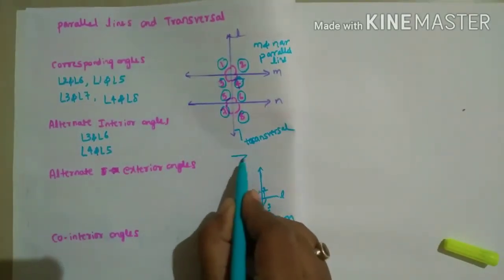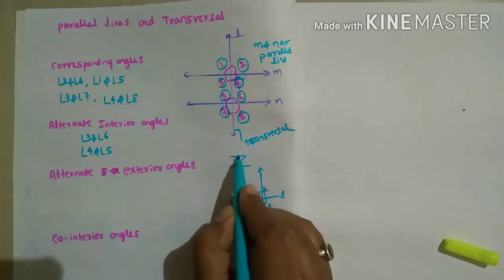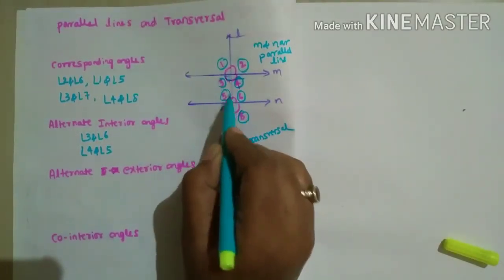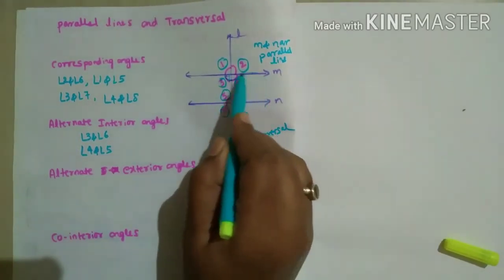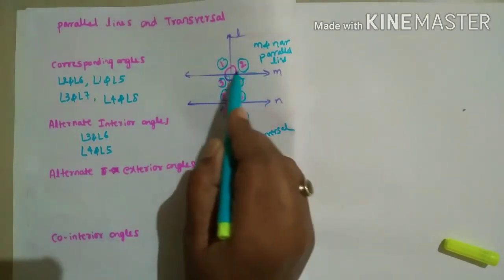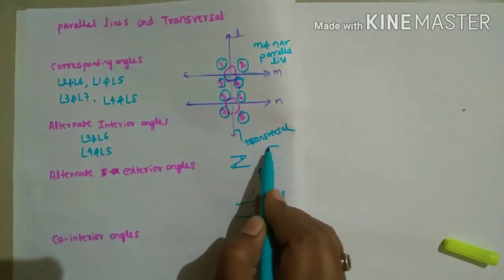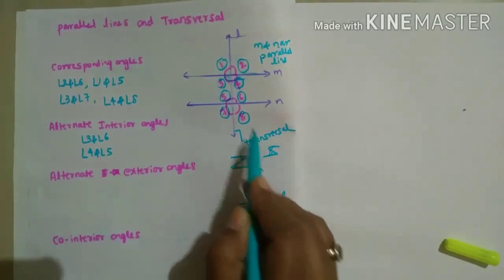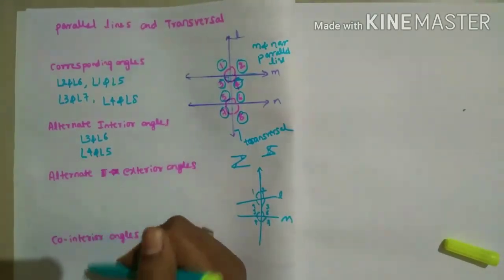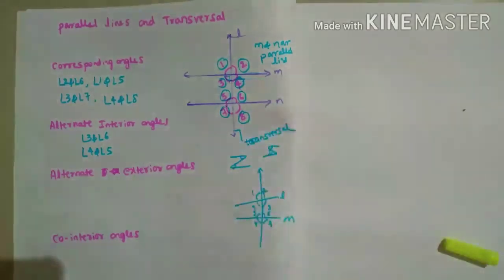Alternate means a Z shape will come. If you draw the Z like this, these two angles 3 and 6 are alternate interior angles, and if you draw the Z like this, these two angles 4 and 5 are alternate interior angles, and they will be equal if the lines are parallel.